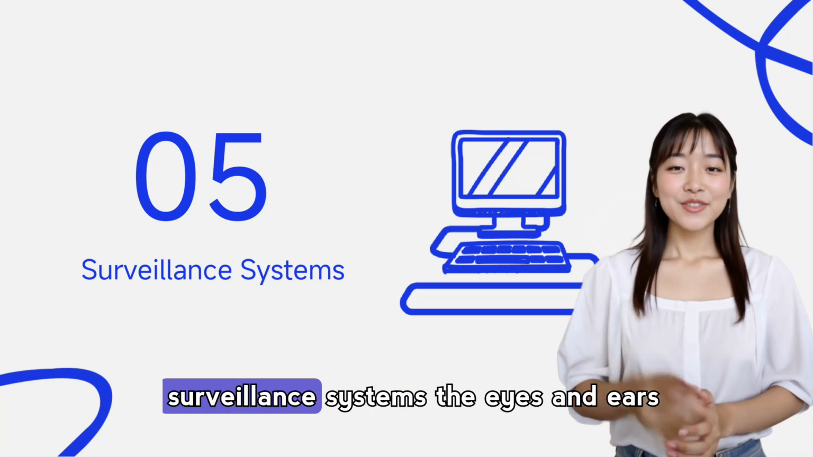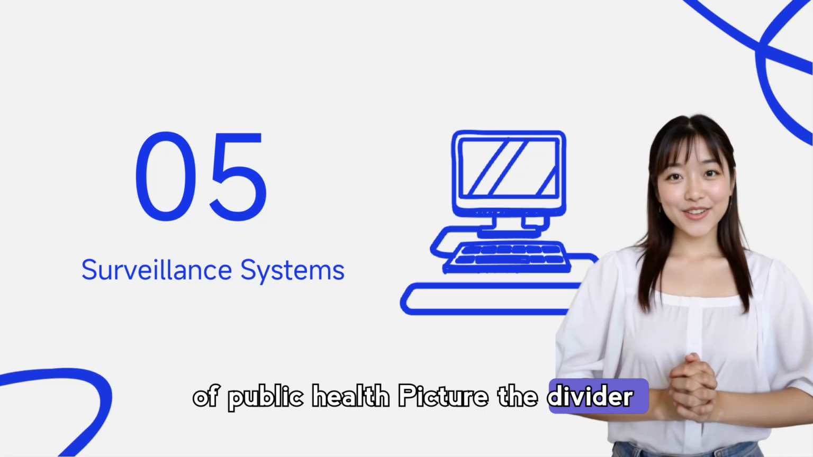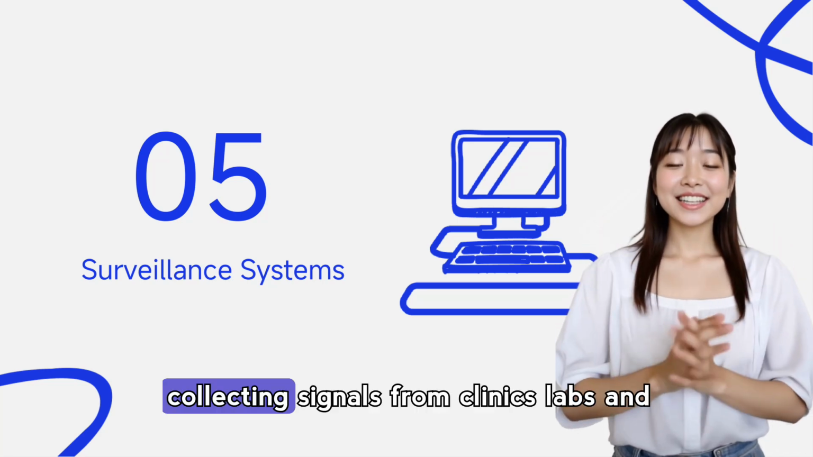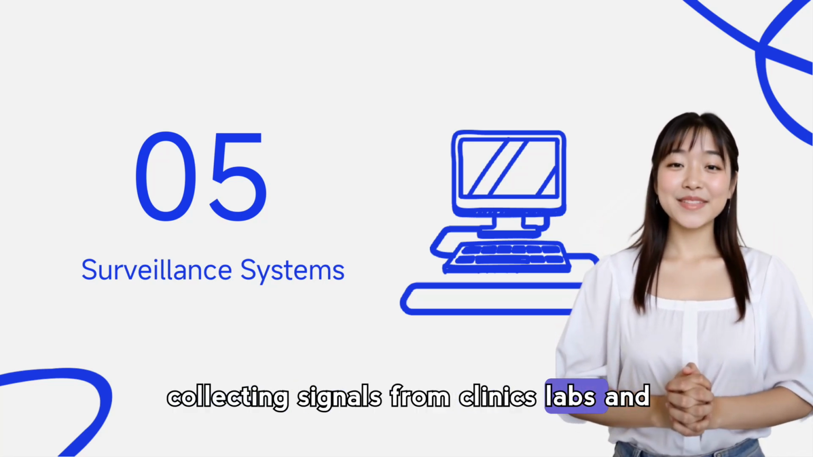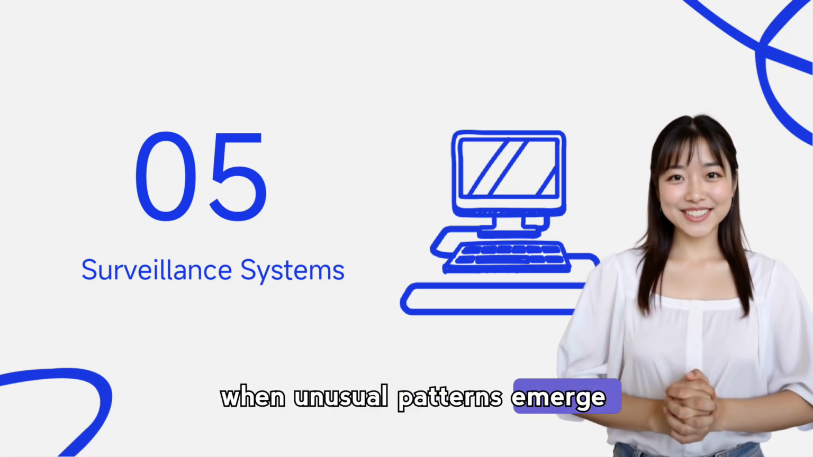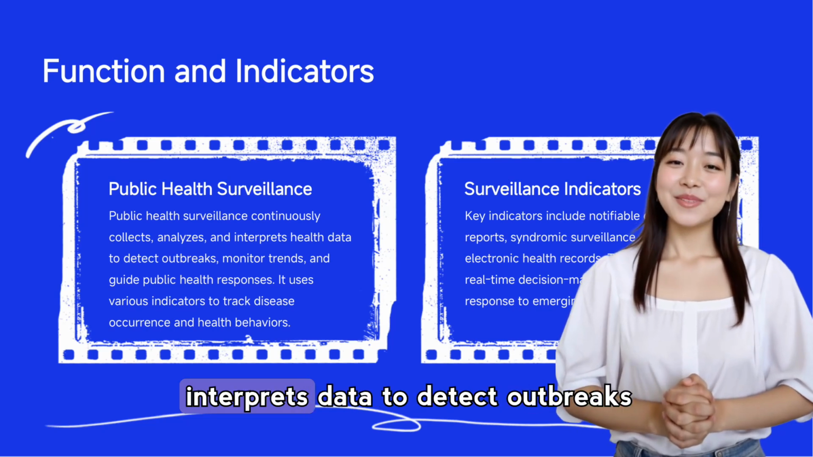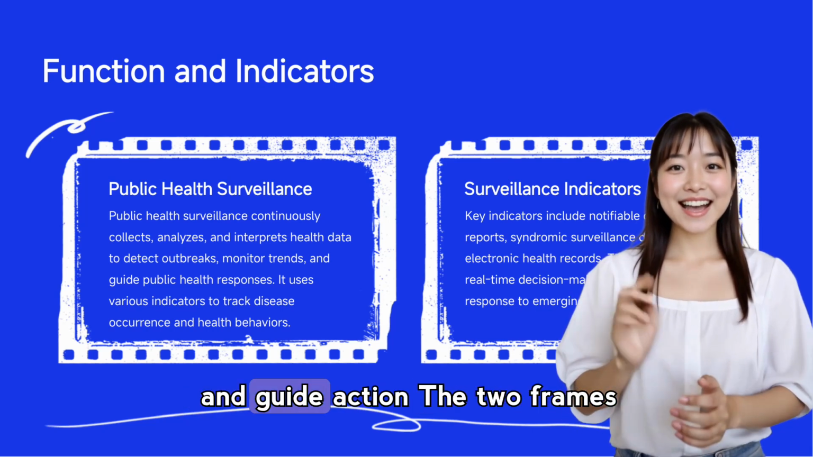This section looks at surveillance systems, the eyes and ears of public health. Picture the divider graphic as a network dashboard, collecting signals from clinics, labs, and communities to trigger rapid responses when unusual patterns emerge. Public health surveillance systematically collects, analyzes, and interprets data to detect outbreaks and guide action.